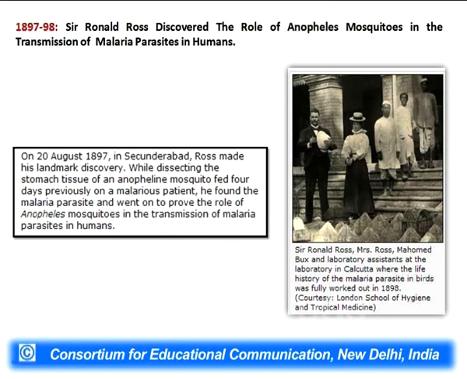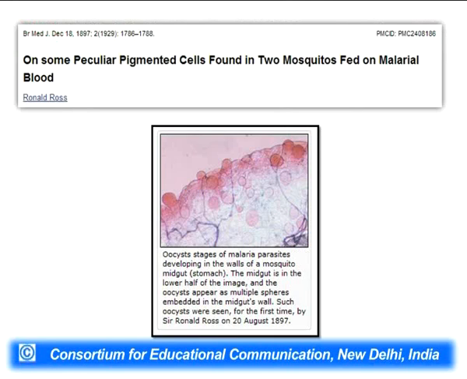But he was very curious what exactly the stages were. So he stained these stages and found that these are the oocyst stages of the malarial parasite during the developmental process. So for the first time, he discovered that the malarial parasite grows within the stomach wall of the vector, which is the Anopheles vector.